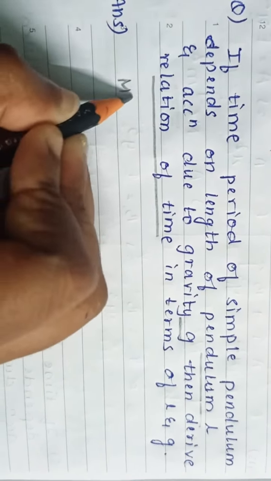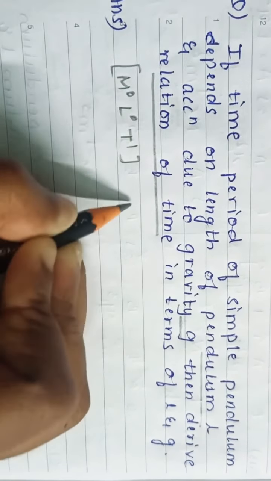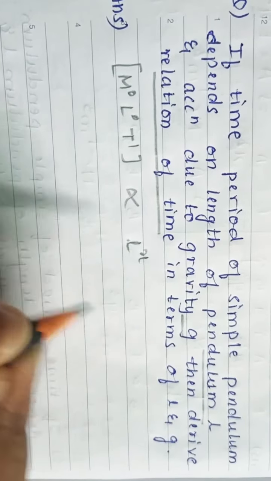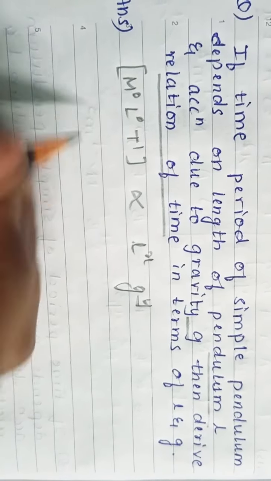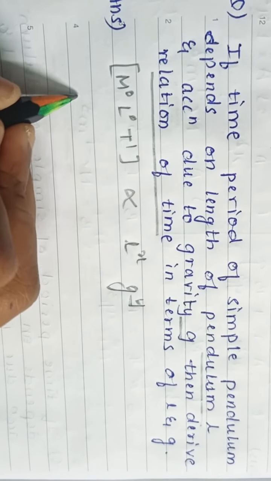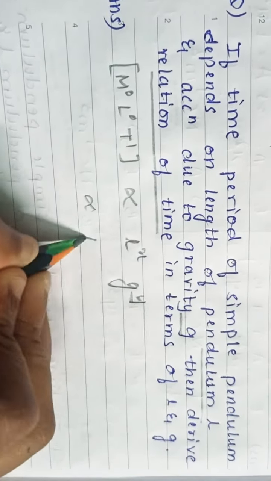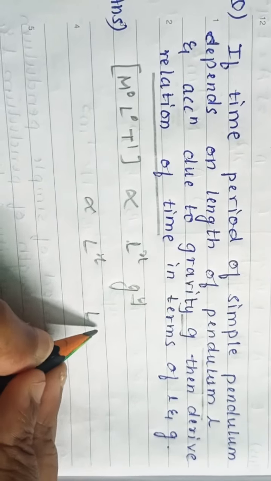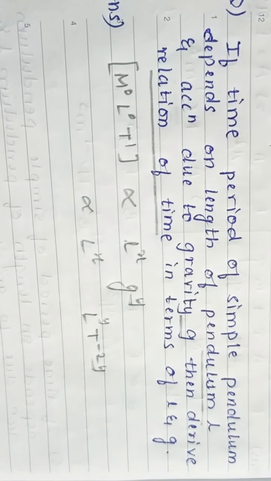You can write this as M⁰L⁰T¹ is directly proportional to the length of the pendulum to the power x and acceleration due to gravity to the power y. The dimension of the length of the pendulum is L^x and of acceleration due to gravity is LT⁻². We can write this as, okay.